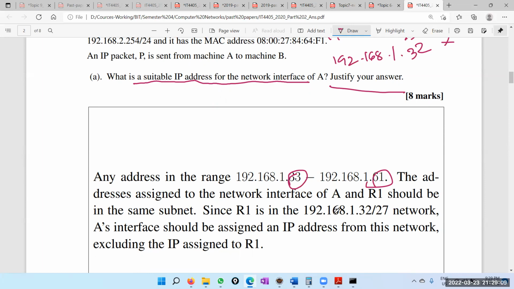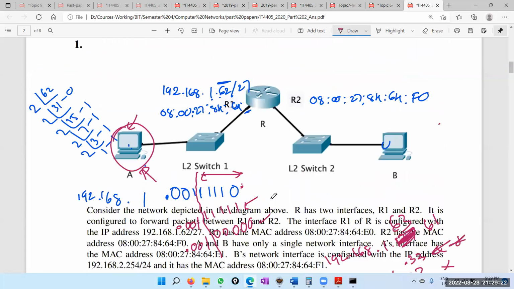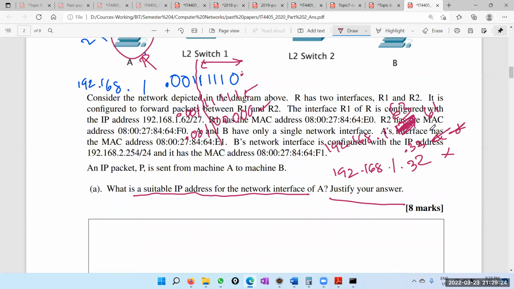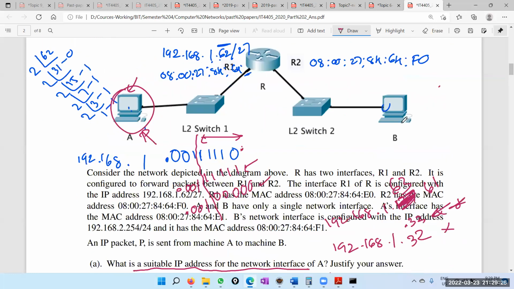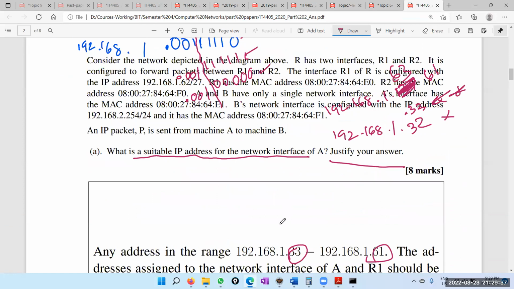Since R1 is in the 192.168.132/27 network, A's interface should be assigned an IP address from the network, excluding the IP assigned to R1. So we have to exclude the IP assigned to R1 as well. So that is why we can't say 62. 63 is the broadcast ID. 62 also we have to exclude, and therefore it is 33 to 61. Actually, you could have explained it in even more detail. Okay.